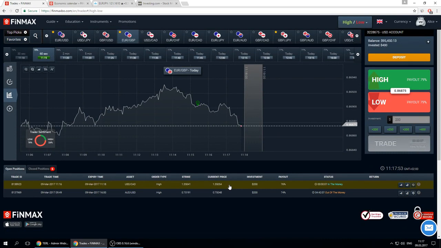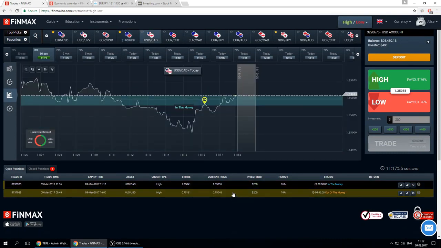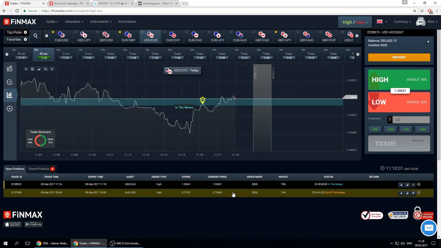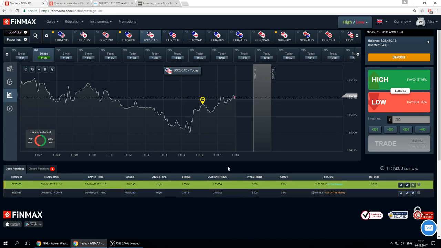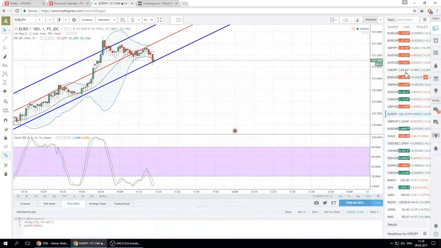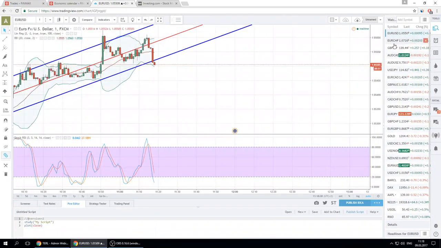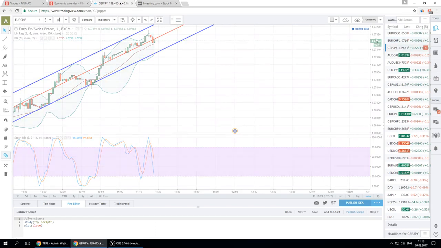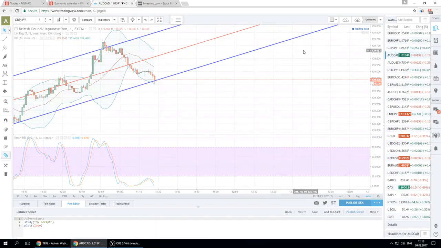Okay, let's check for this one. In the money. Okay. So for now, all the trades we either closed in the money, either covered them, increasing the amount of investment per trade.